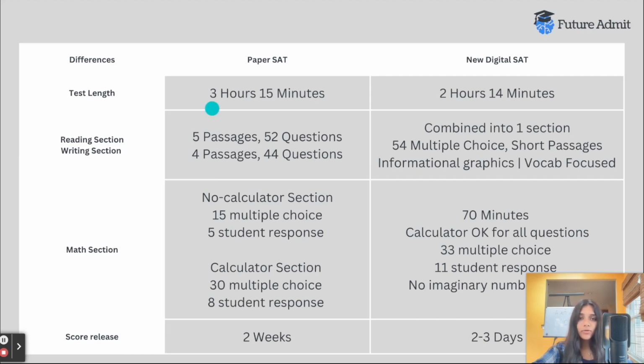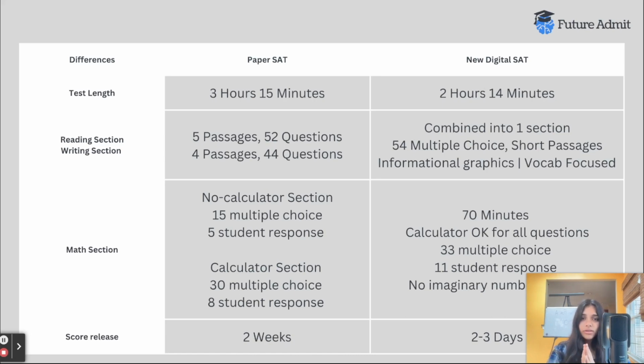So right now, the paper SAT is 3 hours and around 15 minutes long. For the reading section, there's about 5 passages and 52 questions. And in the writing section, there's 4 passages and about 44 questions. Now, the main changes to the digital SAT is that it's shorter and the sections are a little bit different, and the score release is also much quicker for the digital version.